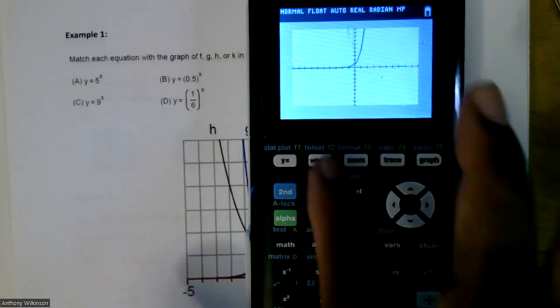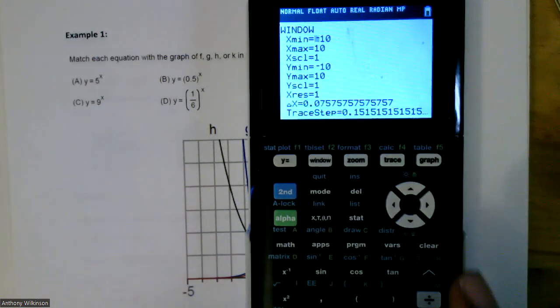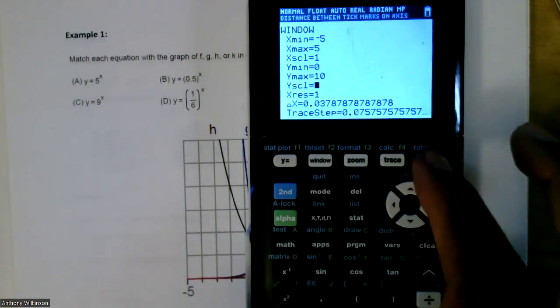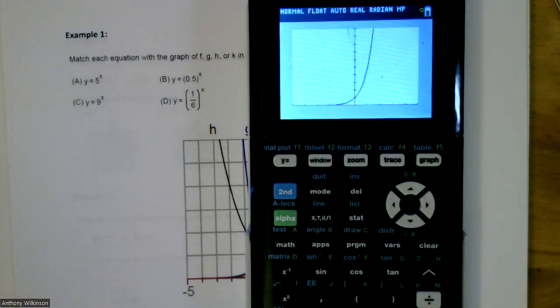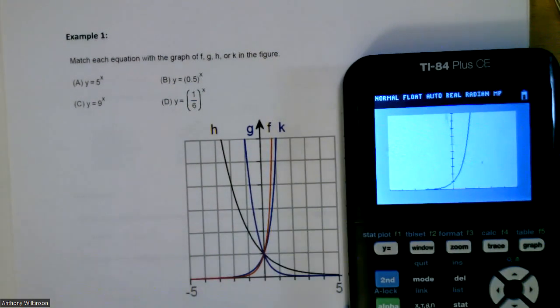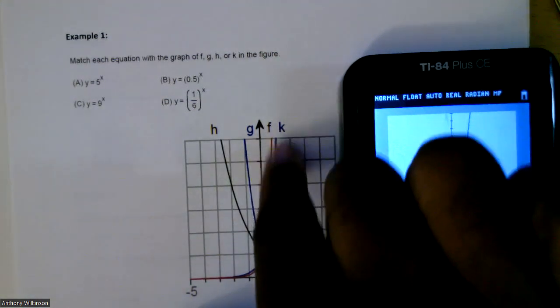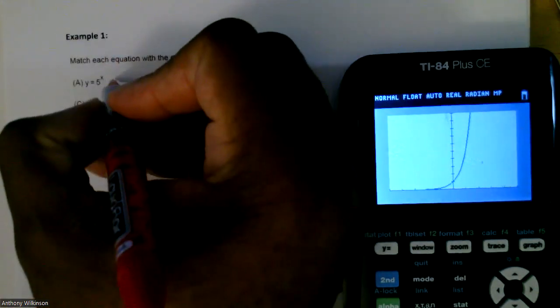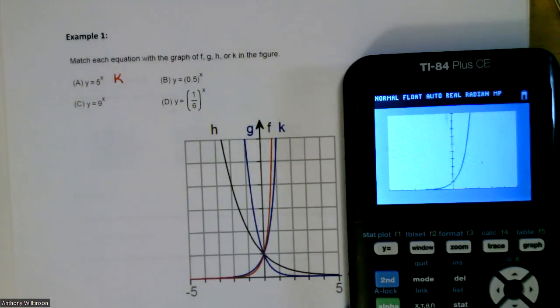It might be a little bit hard to see with that, but if you want to change your window a bit, I would do this. I would go from -5 for the x min, +5 for the x max. X scale will be 1, but for y min, I will put 0, and then probably, let's say 10. And then y scale will be 1, and then press graph. In this case, comparing this to one of these, it will have to be graph K. Graph K would be the graph of y equals 5 to the x.